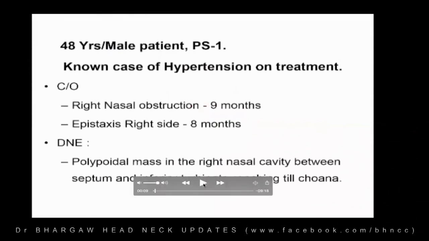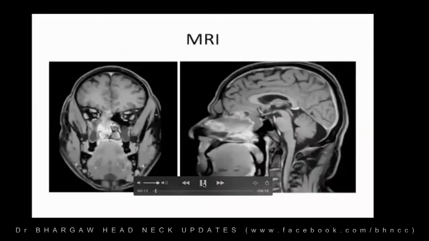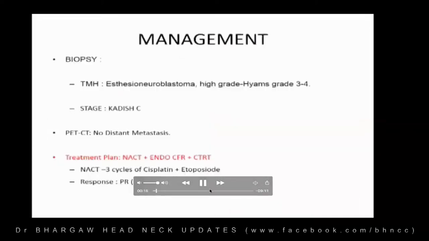So this is a 48-year-old male patient, hypertensive, with nasal obstruction. He had an olfactory neuroblastoma, as you can see, with secretion in the maxillary sinus here. It's a high-grade esthesioneuroblastoma. Our pathologist couldn't say whether it was grade 3 or 4. It is at least 3, if not 4, and Kadish C because there was an intracranial extension, with no distant metastasis.